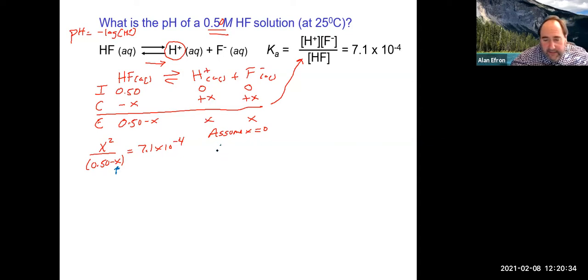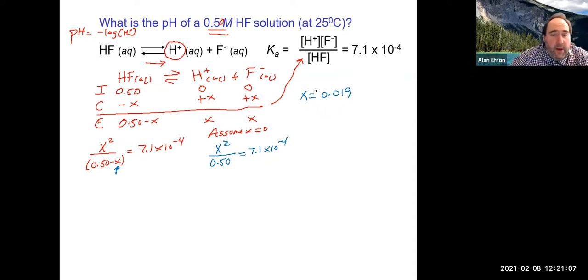That would reduce us down to x squared over 0.5 is equal to 7.1 times 10 to the minus 4. We're going to multiply the 0.5 to the other side, do a little square root action there, and after you take the square root, we'll go with an x value of 0.019.